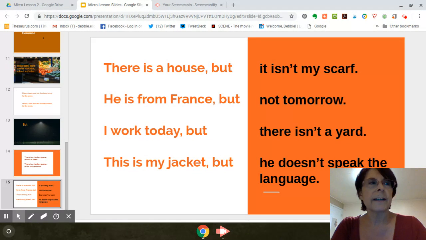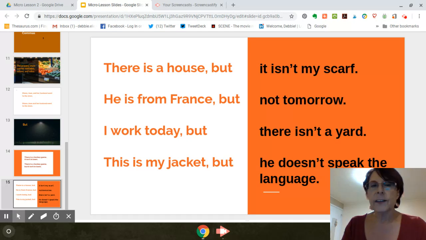Let's take a look and match these. There is a house, but what would go with that? There isn't a yard. He is from France, but he doesn't speak the language. I work today, but not tomorrow. This is my jacket, but it isn't my scarf.